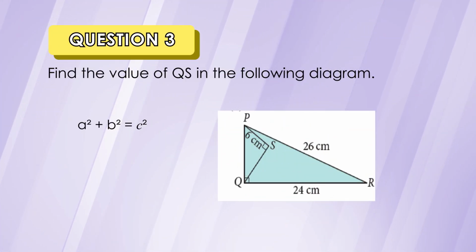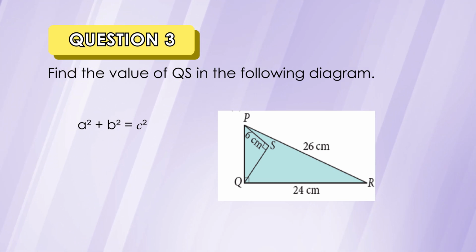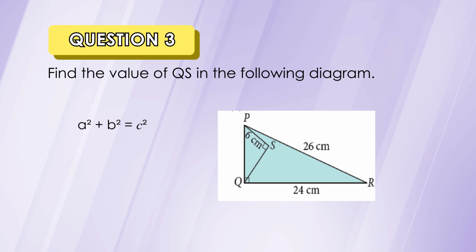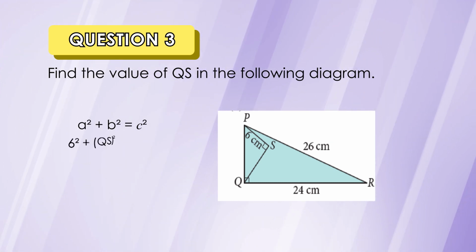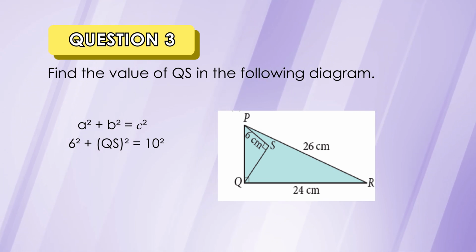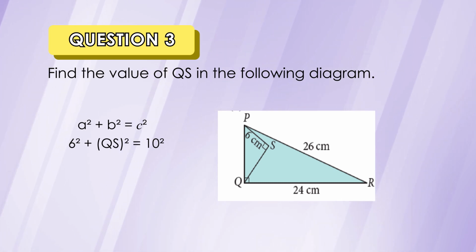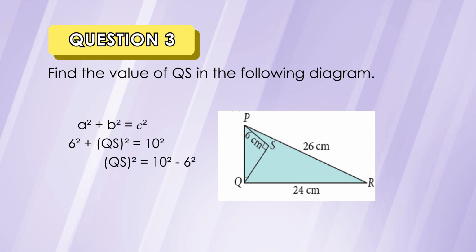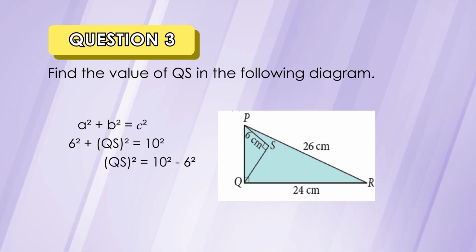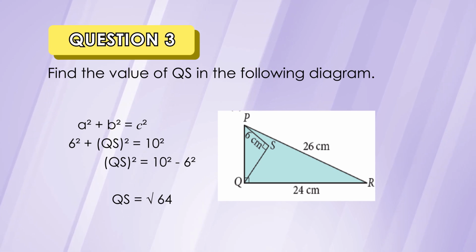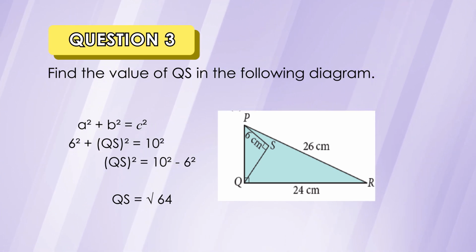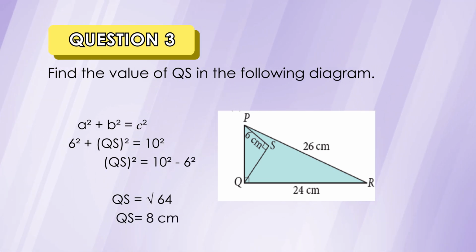We repeat the same steps, but this time, our focus is on the triangle PQS. Since PQ is the hypotenuse, we can say 10 squared equals 6 squared plus QS squared. I think you know the drill by now on how to find QS. We need to first minus 6 squared from 10 squared and then square root the answer in order to get QS. Thus, QS is 8 centimeters. Easy as ABC. Do you think you are up for another question? I'm very sure you are.